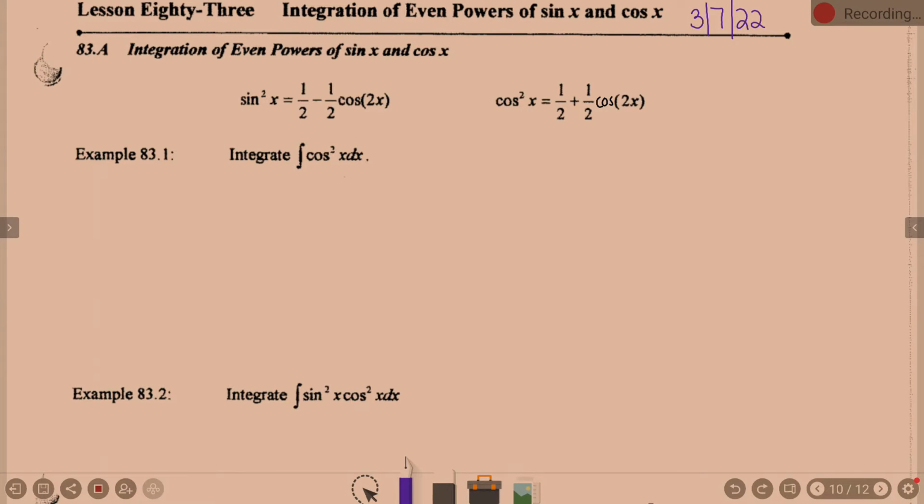A couple of lessons ago, I don't remember what lesson it was, but we did integration of odd powers of sine x and cosine x, right? And at the time, with odd powers, we could take something like sine cubed and break it up into sine squared and sine x, and that sine squared then could turn into, using the Pythagorean identity, 1 minus cosine squared, right? We did that type of thing. Even powers work a little differently, okay?